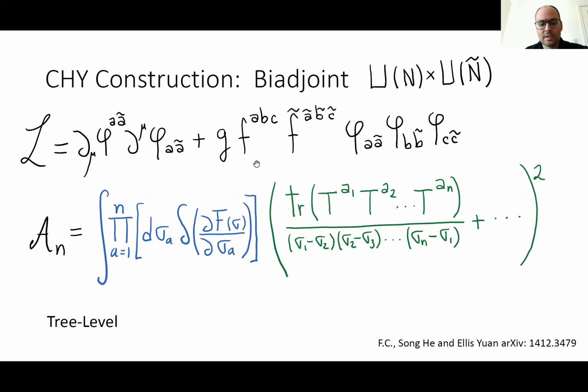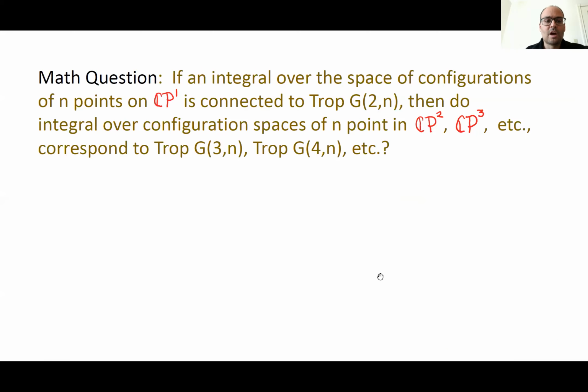Now, this is one of the formulas that by now we know very well, which is the construction of the bi-adjoint U(N) cross U(Ñ) amplitude, which is also a cubic scalar theory. And we have an integral over the moduli space localized to the critical points of the Morse function, multiplied by an integrand built out of Parke-Taylor amplitudes, or Parke-Taylor factors. All right, so now the math question is, if an integral over the space of configurations of M points on CP1 is connected to the tropical G(2,N) Grassmannian, then could it be that the integral over configuration spaces of M points on higher dimensional projective spaces also correspond to higher dimensional tropical Grassmannians?